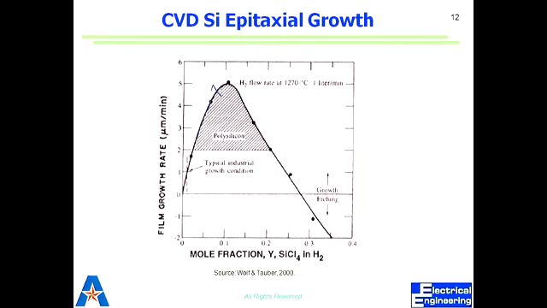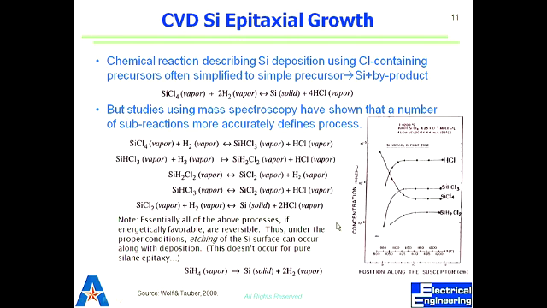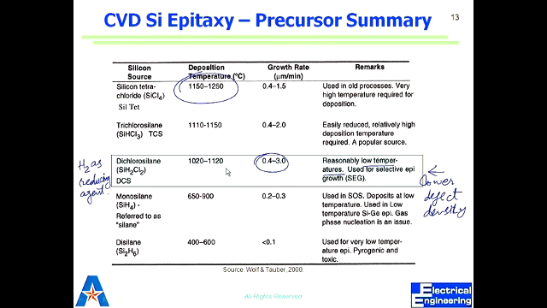So if you have too much of this, above this, then instead of growth, it starts etching. The reaction starts going the other way. Yeah, these are all reversible reactions, right? So just a double arrow to show that.